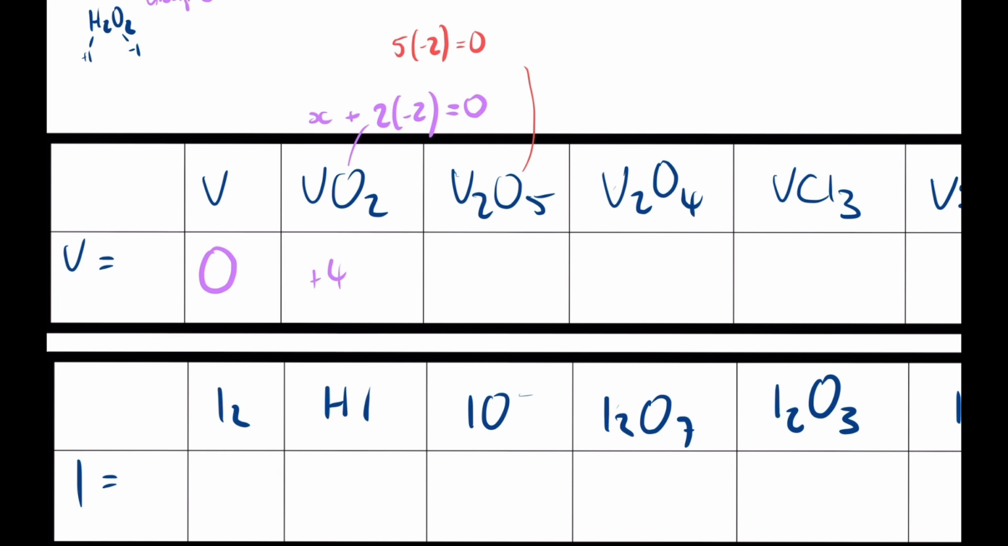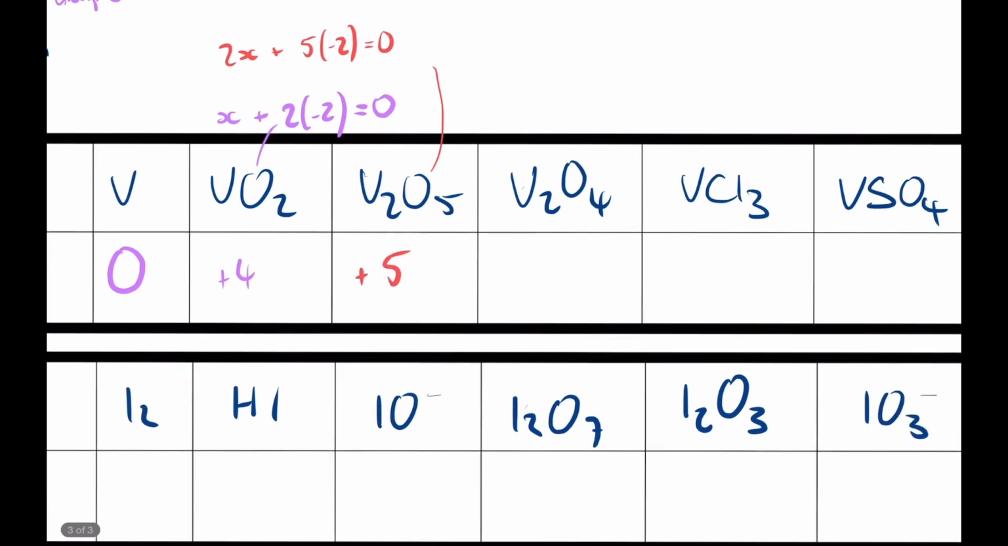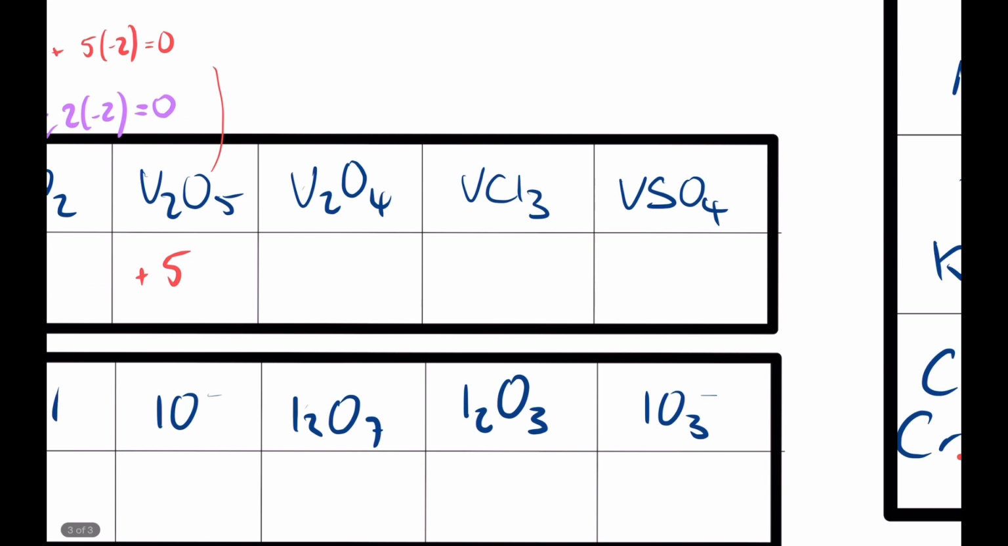And we've got 2x, if you like, 2 lots of vanadium. So there we get to minus 10 divided by the 2, plus 5. Next, V2O4, again we can work it out in the same kind of way. We've got 4 lots of our minus 2. Our whole thing has a charge of 0.